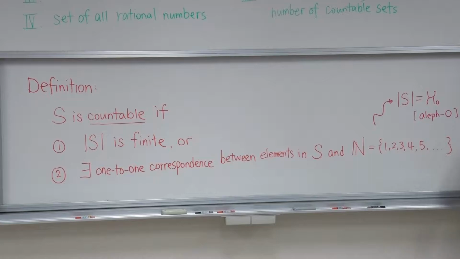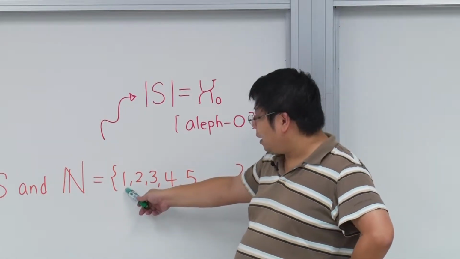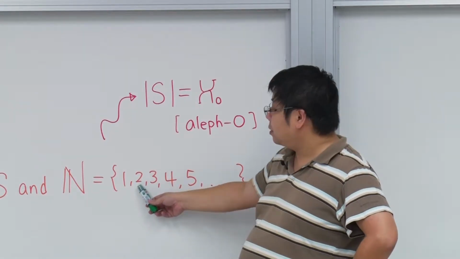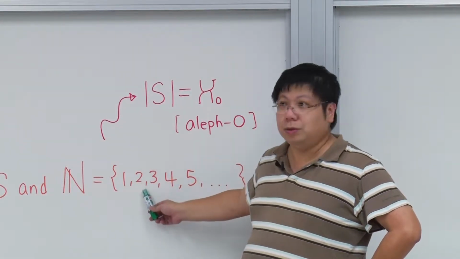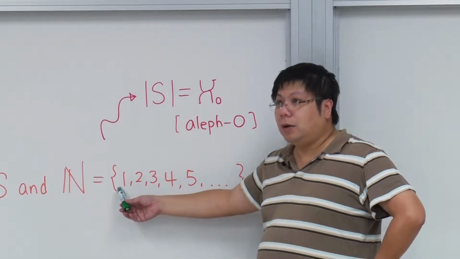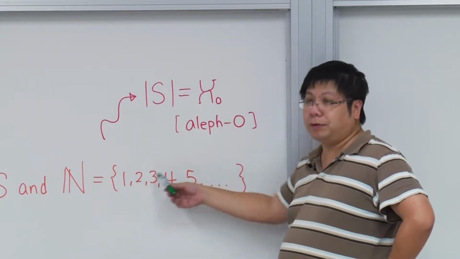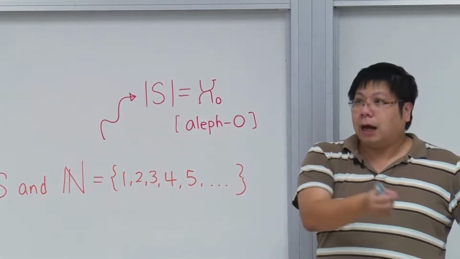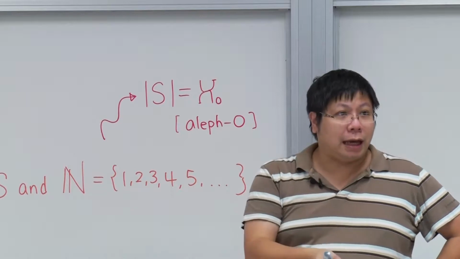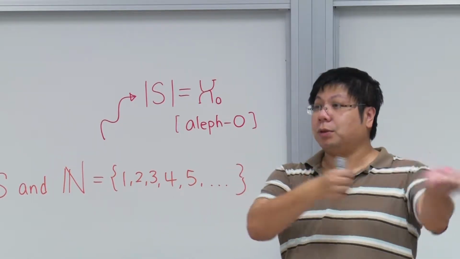If there is a one-to-one correspondence between S and N, then there is a certain item in S that corresponds to 1. By looking at 1, I can go to that element of S. And then there is an item in S that corresponds to the number 2. When I go to the number 2, I can find that item in S. So if I look at the numbers in N one by one, 1, 2, 3, 4, 5, 6, 7, 8, then I will be looking at items in S one by one, and eventually every item in S will be seen, because there is a one-to-one correspondence.